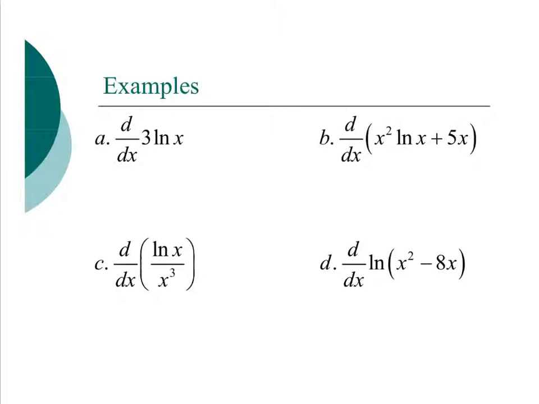We're now going to go through the examples. So our first example is A, the derivative of 3 times the natural log of x. I want you to go through and hit pause. As a class, please try that example and then hit play when you're ready to see the answer.